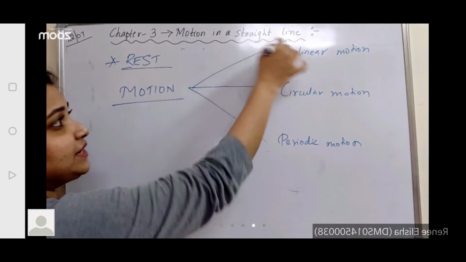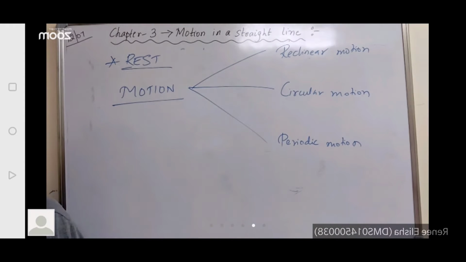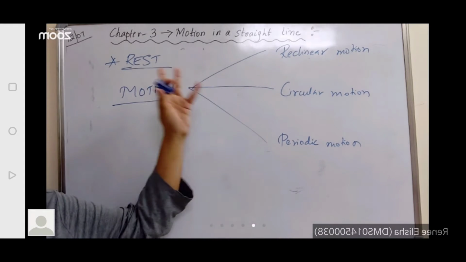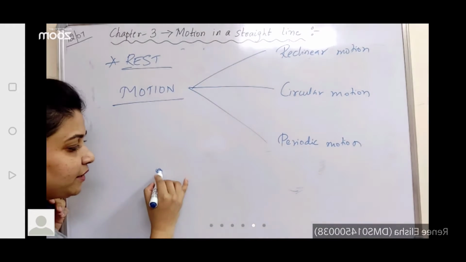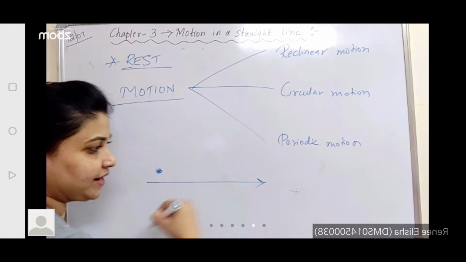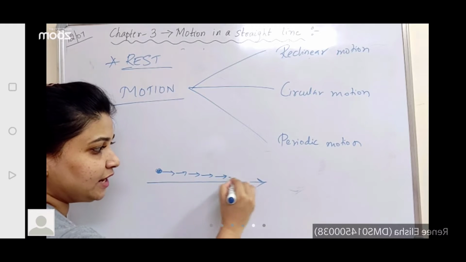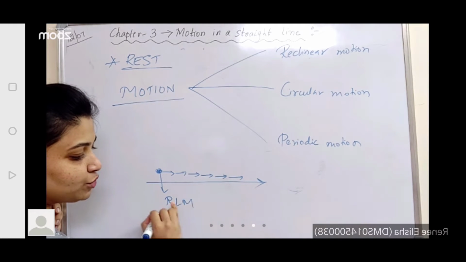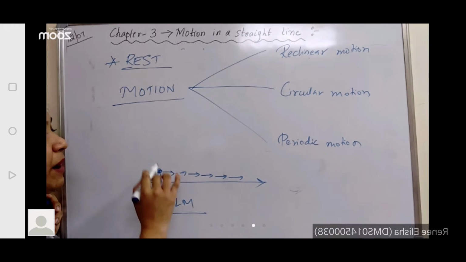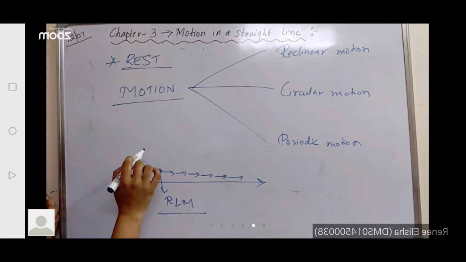Okay, so these are three types of motion. Alright, so what do you mean by rectilinear motion? The motion in which the particle moves in a straight line. Suppose this is a particle here, and this is a straight line. So this particle is moving in a straight line. Then we call that this particle executes a rectilinear motion. Alright, if a particle is moving in a straight line, then it is said to execute a rectilinear motion.